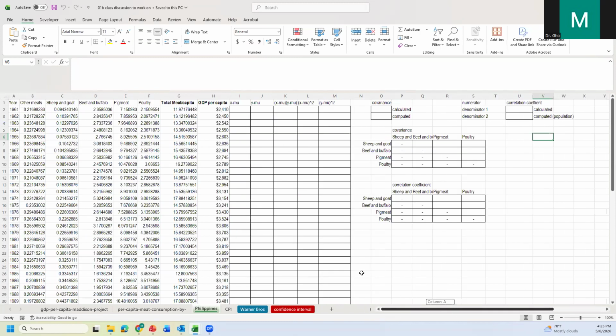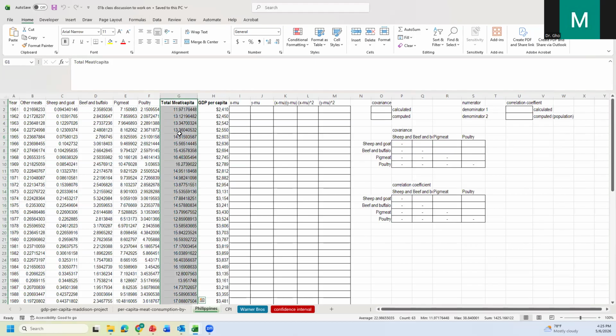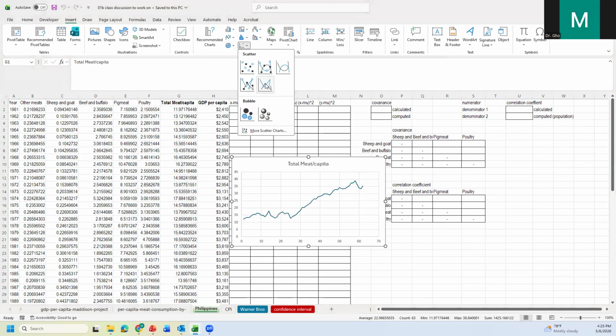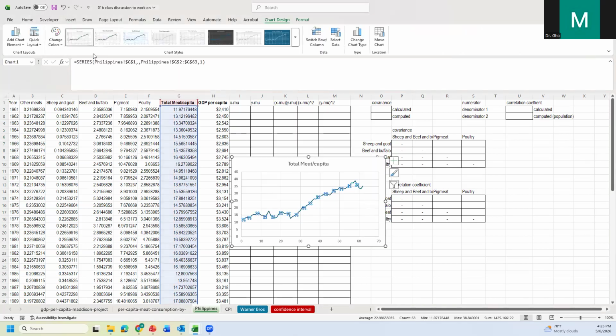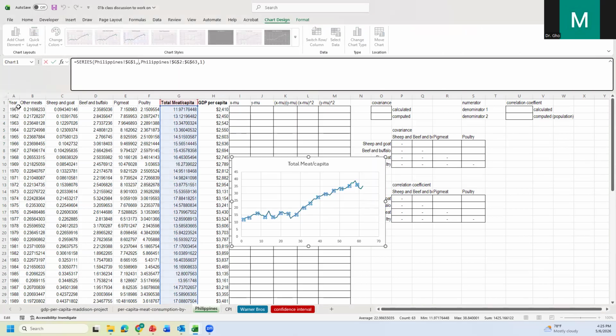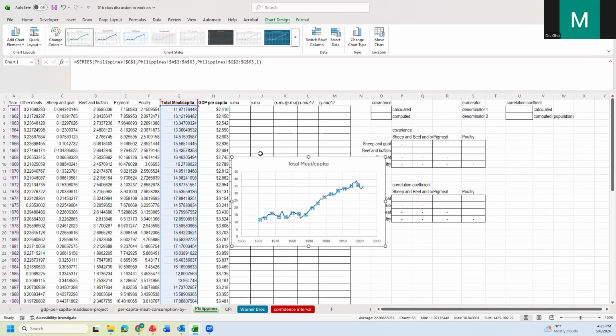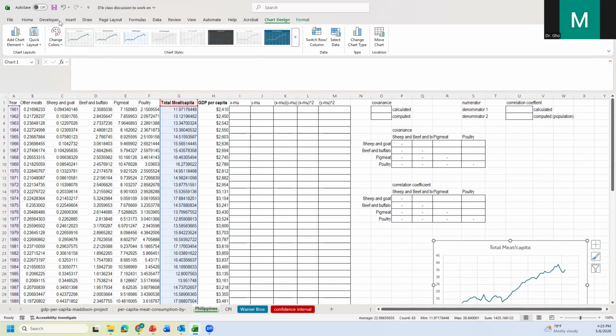And often when we first get a data set, it can be useful to do some exploratory analysis. I'm going to select the data, click on Insert, and add a line graph. Let's see. I'll go to the x-axis, add year. So now we see that there's something of a positive relationship.